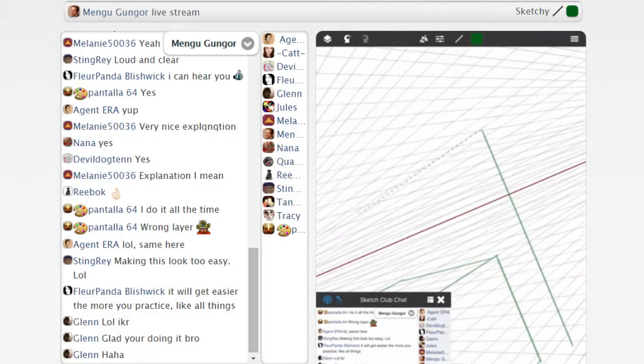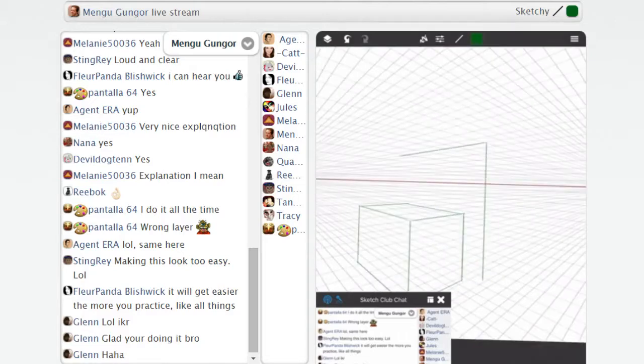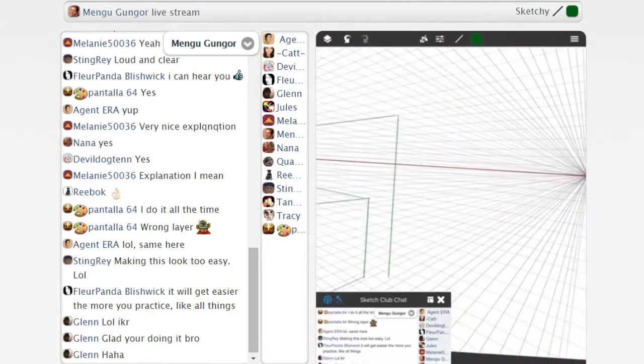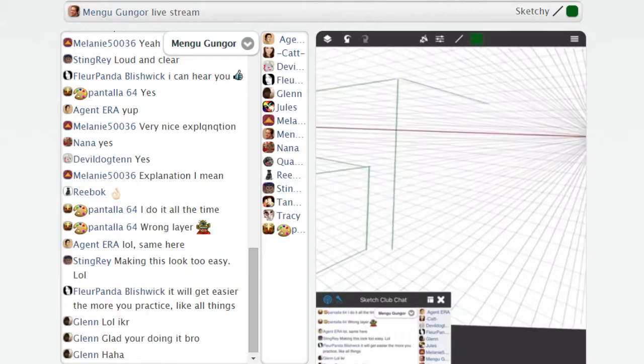So this next building, let's draw the top of it first. That's easy. Let's make it go pretty far. It's going to be a huge building. Over on this side.